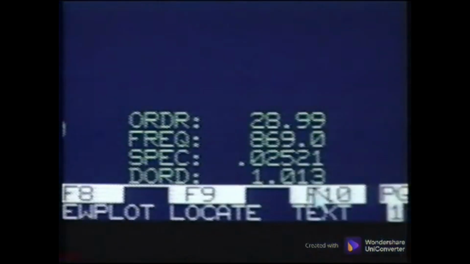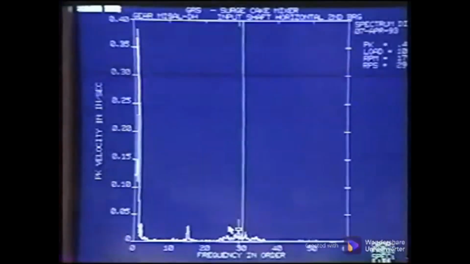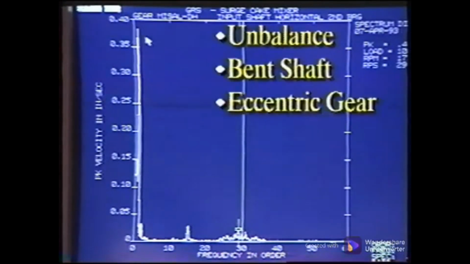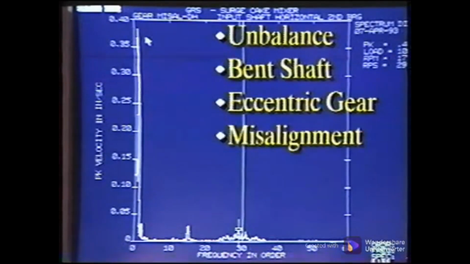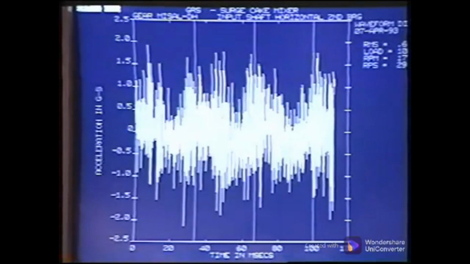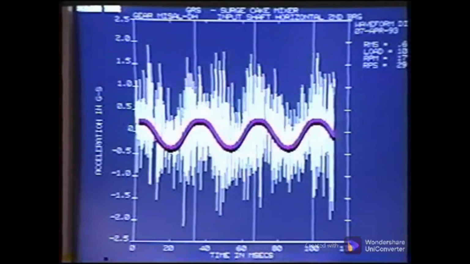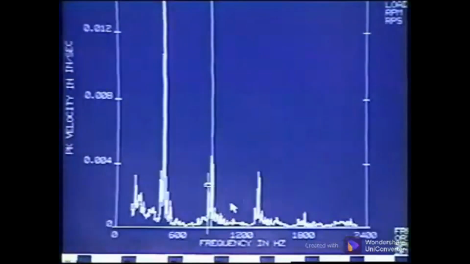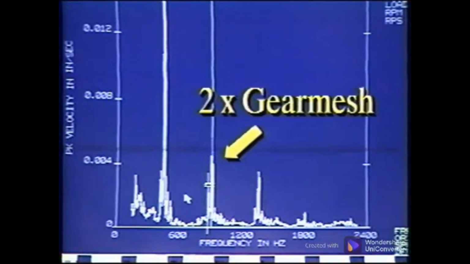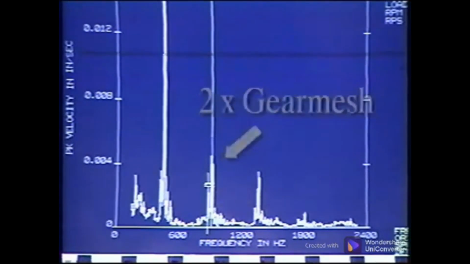We see that they are sidebands equal to the speed of the input shaft. The 1 times shaft turning speed peak is quite high in the spectrum. It could indicate unbalance, a bent or eccentric shaft, or, like typical machinery components, can indicate misalignment. The waveform data is busy with impacting, but has an underlying sinusoidal waveform, which is the frequency of shaft speed. The data from the horizontal measurement of the 91 tooth gear also shows sidebands around 2 times gear mesh frequency, spaced at 1 and 2 times its shaft speed.